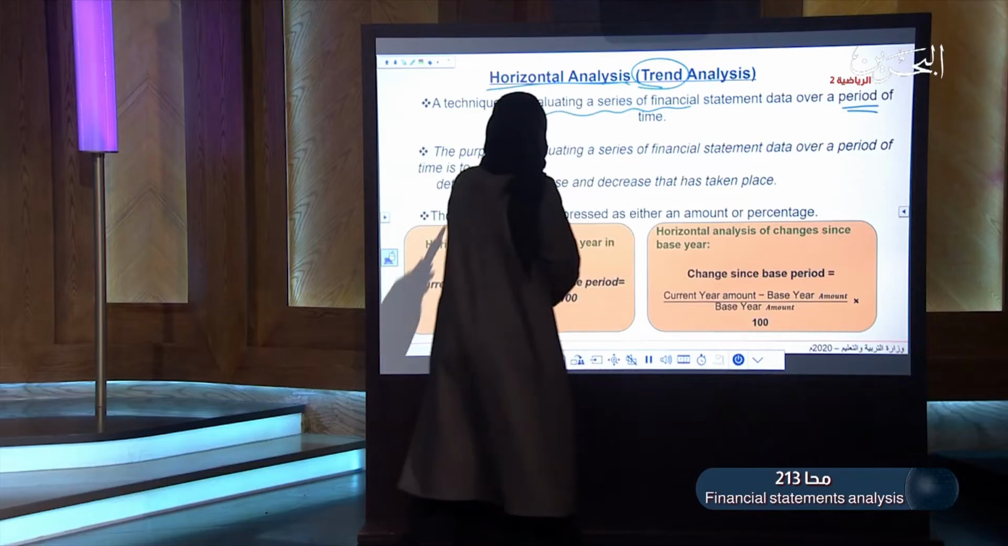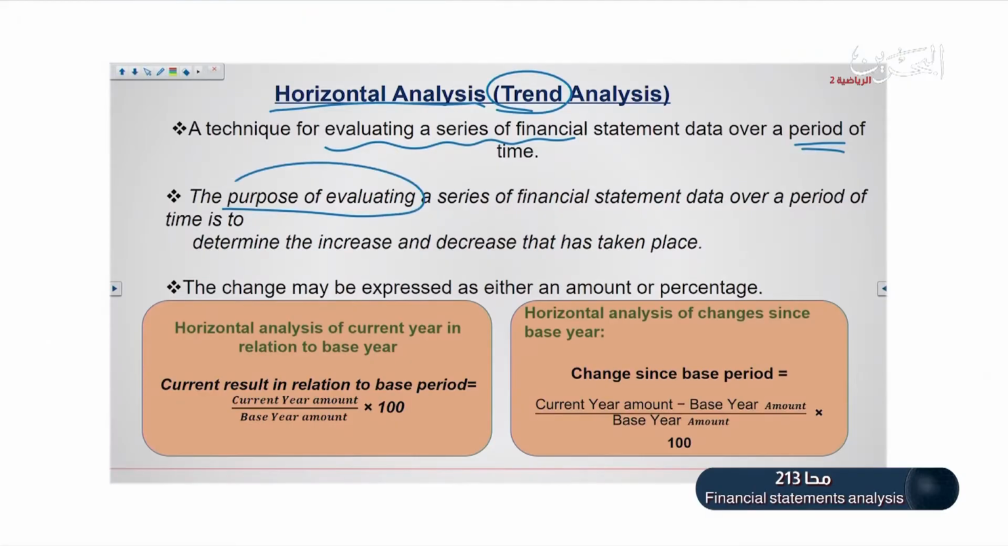Okay, what is the purpose of horizontal analysis? It is to determine the increase and decrease that has taken place. Okay, the change may be expressed as either an amount or a percentage. Amount means number, percentage means it's a percent.